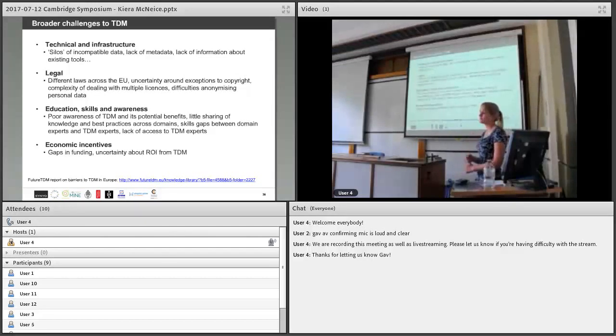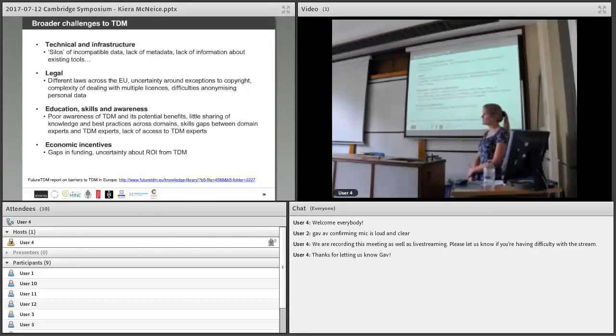In the technical and infrastructure areas, we have lots of silos of information that are not interoperable or not easy to connect. So again, if you want to analyze a large, broad amount of data, it makes it quite difficult. Then legal issues, which we've just covered: different laws across the EU. Often the national laws will interpret EU ideas differently, and the complexity of dealing with multiple licenses all become problems.